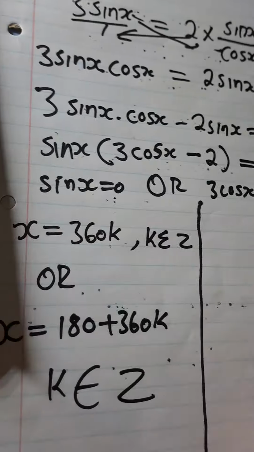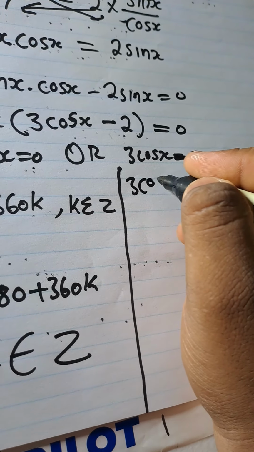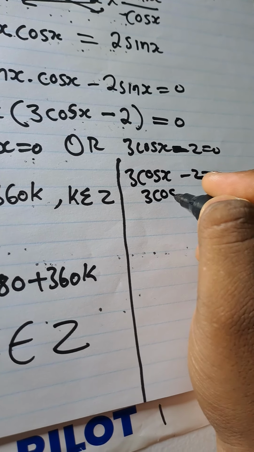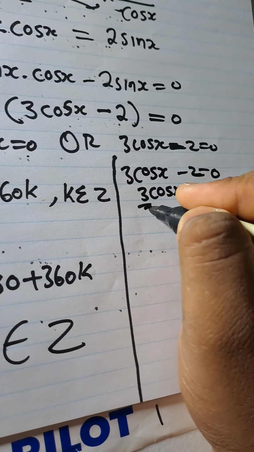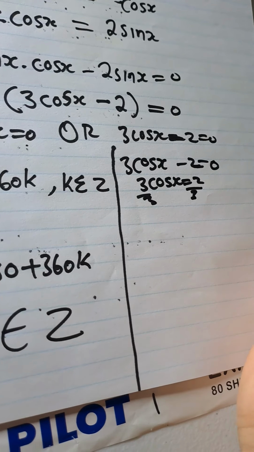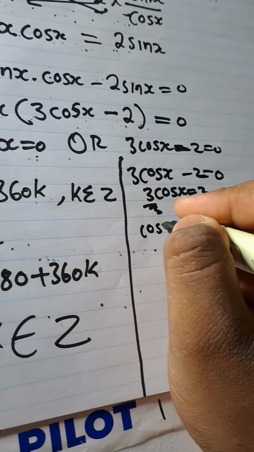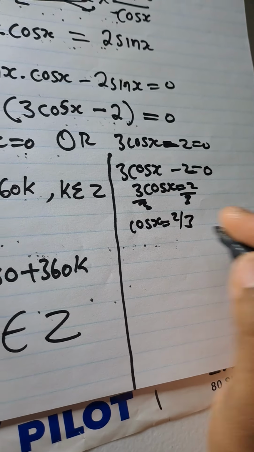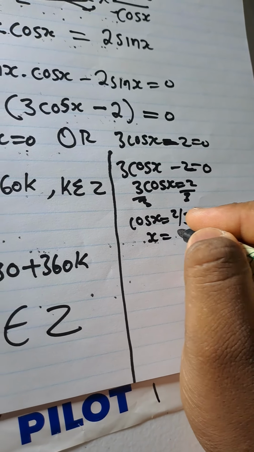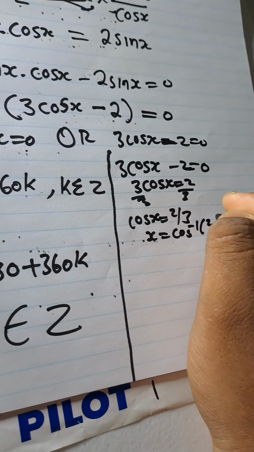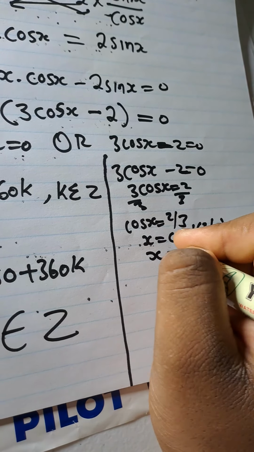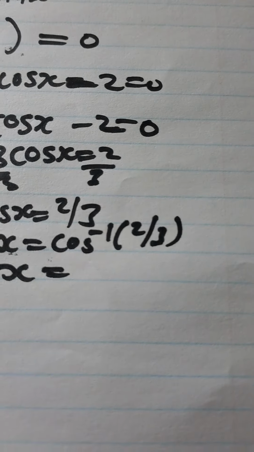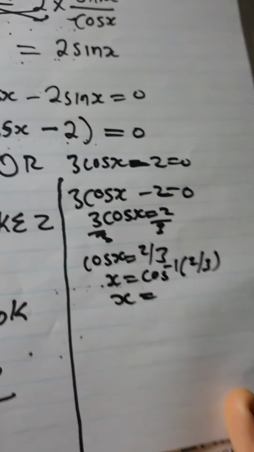Then let's go to the second one. 3 cos x minus 2 is equal to 0. Then I'm going to take 2 to the other side, then divide both sides by 3, since 3 is the coefficient of x. Then cos x is equal to 2 over 3. Let me find my x. To find x, you just have to say x is equal to cos inverse of 2 over 3. Then x is equal to what? I'm going to check on my calculator. It's 48,19.